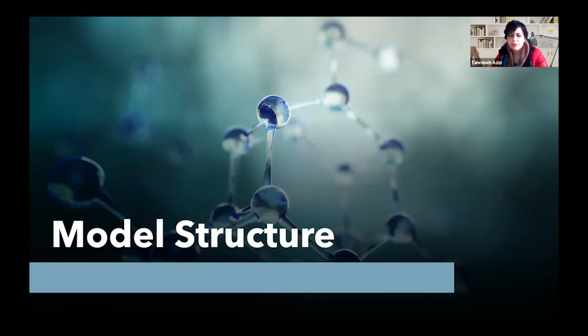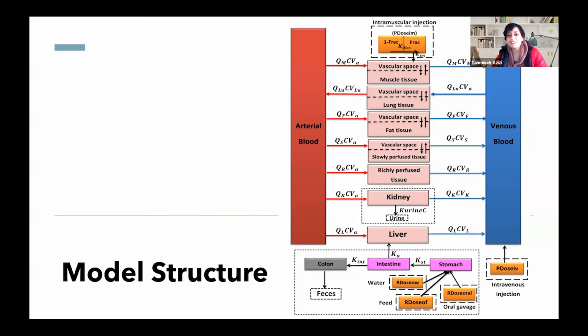So what is the model structure? I like the color, that's why I use a lot of colors in my modeling approach. Students actually like it. So I assume that I have this model for the entire body. I have venous, I have arterial. You remember that easy 3-compartmental model. So I have this arterial and venous, and I have 6 different compartments.